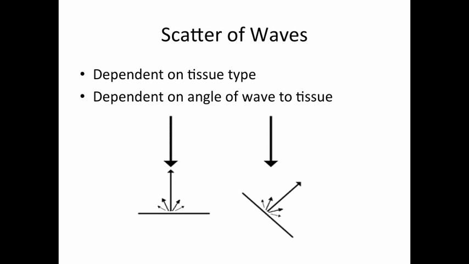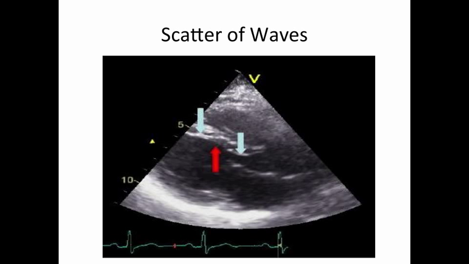So it's important to play with the probe angle as you try to get your images. This is an example of scattering of the waves. This is an ultrasound image of the heart. We'll talk more about this later this afternoon, but this would be the left ventricle here. This is the aorta going out this way.